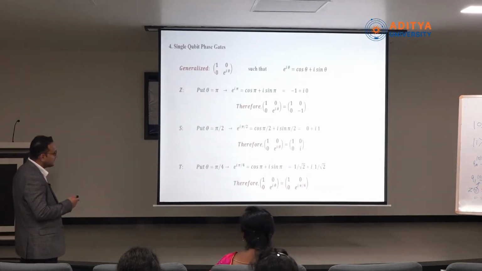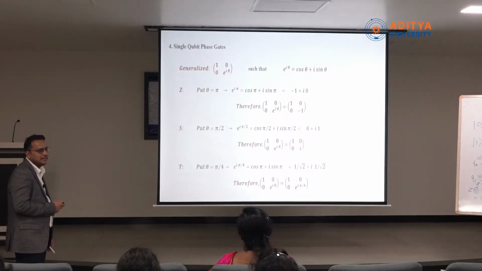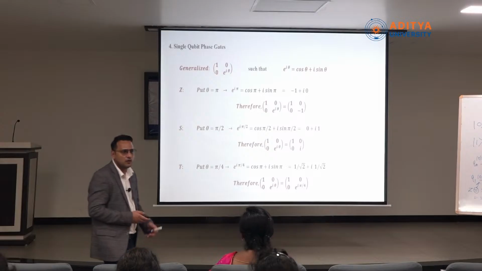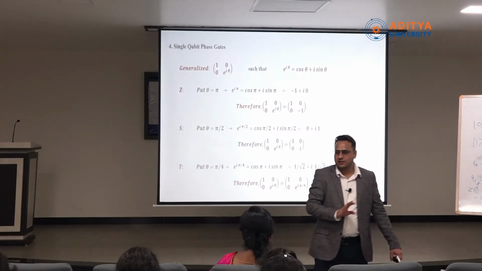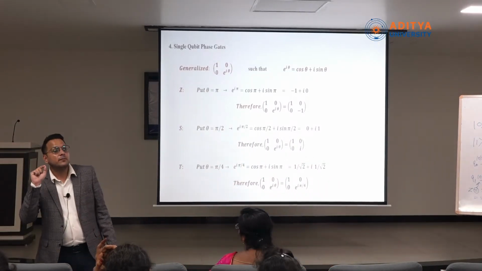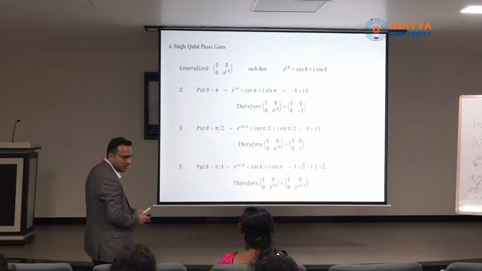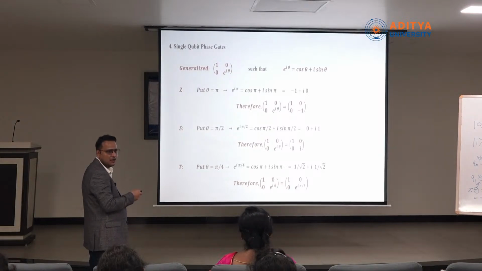Now these are the phase gates. The generalized representation of the phase gates that I have written here is the matrix operator 1 0 0 e raised to the power i theta. That is Euler's formula. Yes or no? Because my particle is following wave-like nature, we have to be aware of the phase. So we evaluate Euler's formula: e raised to the power i theta becomes cos theta plus i sin theta. We only need to define the value of theta here.